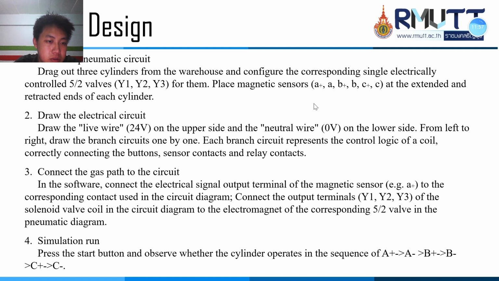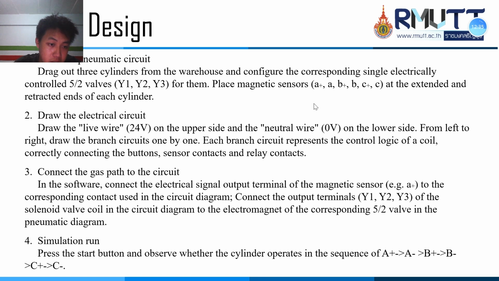The step 2 is to draw the electronic circuit. Draw the live wire 24 volt on the upper side and the neutral wire 0 volt ground on the lower side. From left to right, draw the branch circuits one by one. Each branch circuit represents the control logic of a coil. Then connect the button, sensor contacts, and relay contacts.